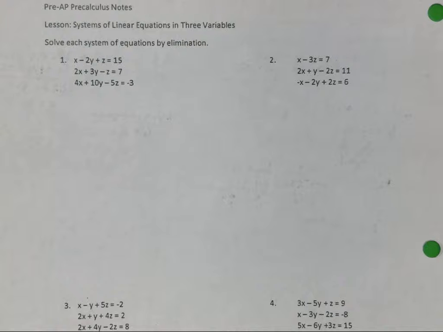So, step 1, you look at equation 1 and 2 and pick a variable that you want to eliminate. After you finish that, you look at equation 2 and 3 and eliminate the same variable. So once you choose that variable, you have to eliminate it in the first 2 and the last 2, okay? So on this number 1, if I look at the first 2, which one can be easily eliminated right now? Z. So that's what I'm going to start with. I'm going to eliminate z.